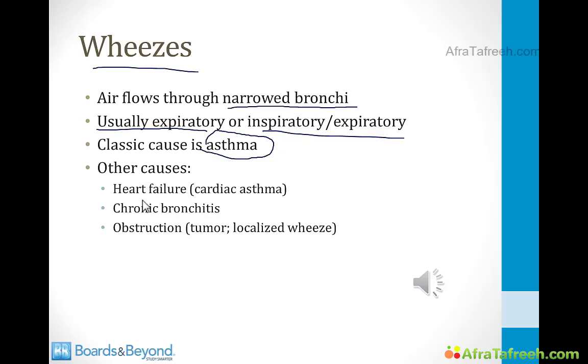There are some other causes you should know about. So heart failure sometimes causes wheezing. This is called cardiac asthma. It can be a fooler because people will not think it's heart failure because they don't expect the wheezes.